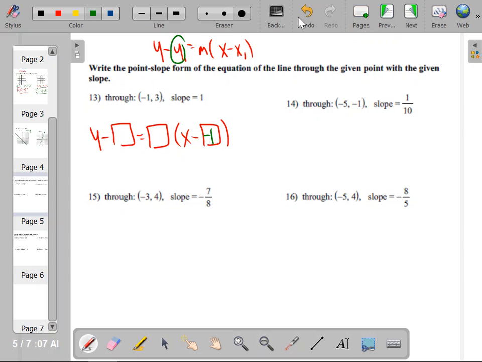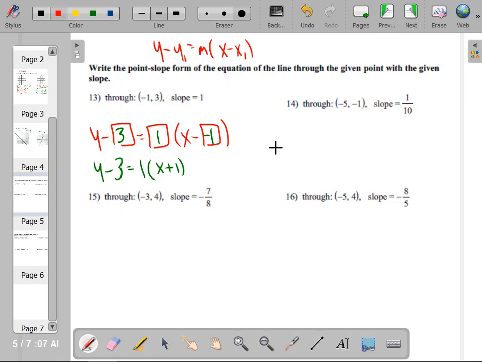y1 is a y-coordinate on the line. So the y-coordinate is 3, right? y minus 3. The slope is 1, so I'll put a 1. I can rewrite this a little bit. y minus 3 equals 1 times x minus -1, which is the same as adding 1. So the equation comes out to be right there: y minus 3 equals 1 times (x plus 1).